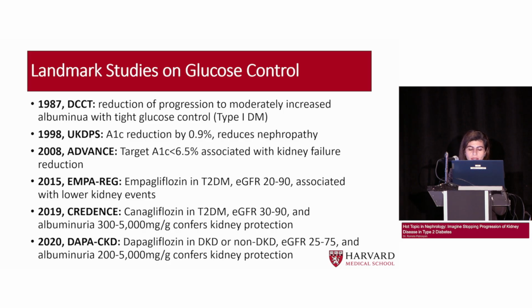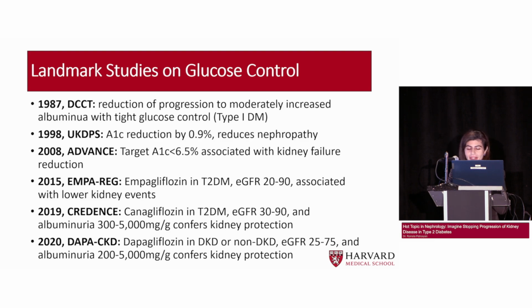In 1998, the UKPDS study, this is where the reduction of the A1C level by 0.9% in patients with type 2 diabetes also reduced microvascular complications, which included nephropathy. Then we go into 2008 to the ADVANCE study, where the intense glucose control with a target A1C level of 6.5% was also associated with long-term reduction in kidney failure without evidence of increasing risk for cardiovascular events or death.